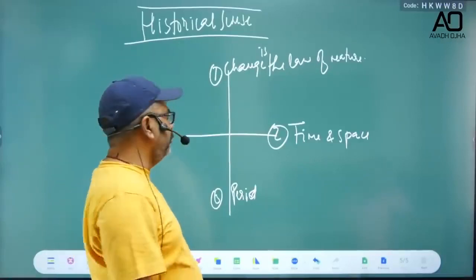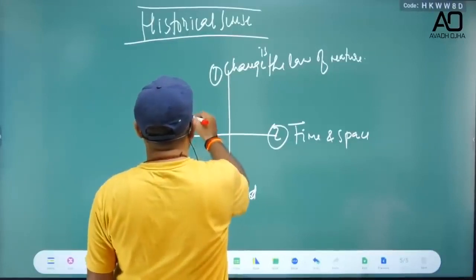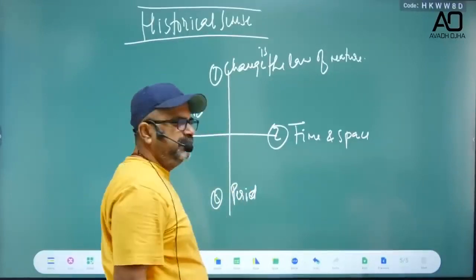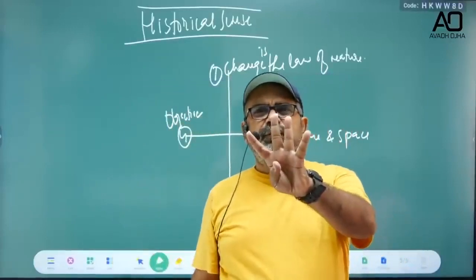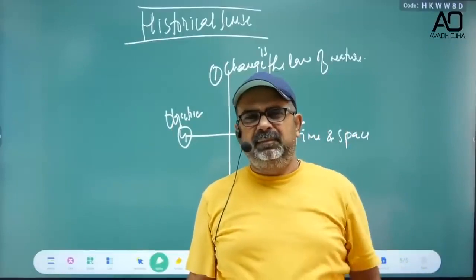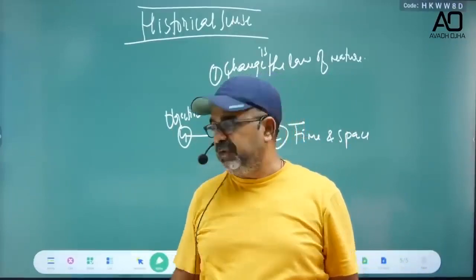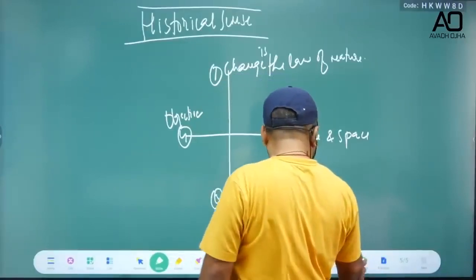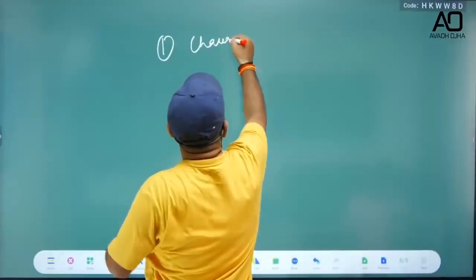Period. Fourth pillar, objective of a particular development. These are the four pillars of historical sense. Change is the law of nature. Now if you see Puranas, first pillar, change is the law of nature.